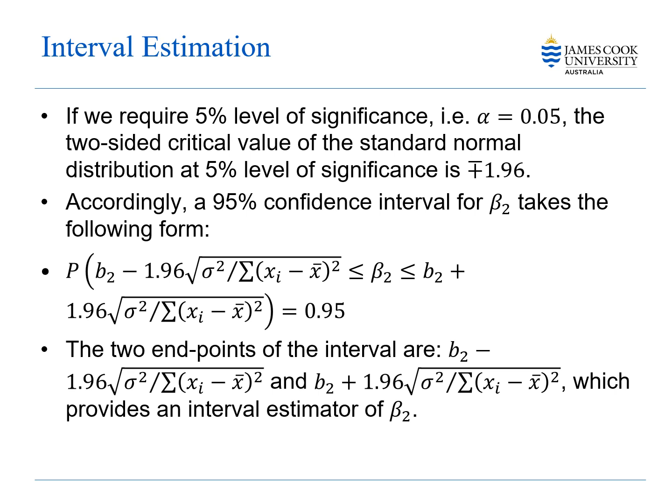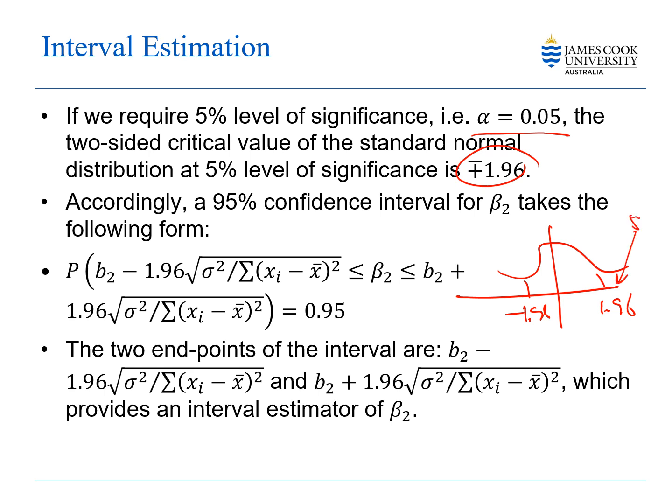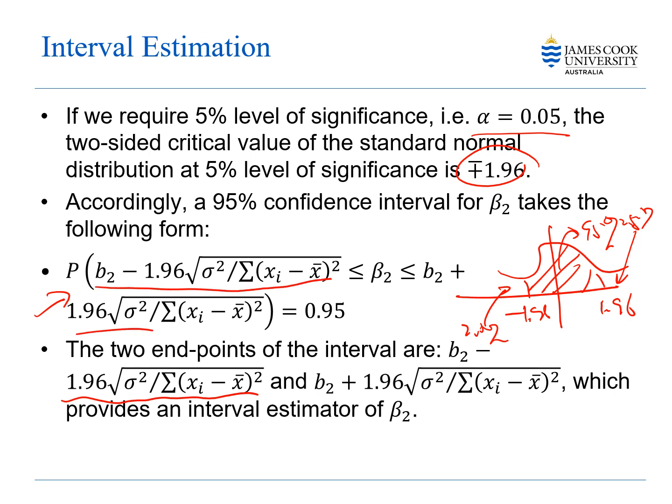So if we require a 5% level of significance, alpha is 5%. The two-sided critical value of the standard normal distribution at 5% level of significance is negative 1.96 and 1.96. So this is 2.5% probability, and this is 2.5% probability, so that this is 95% probability. So we can do the calculation here like this one. Then this provides an interval estimator of beta 2.